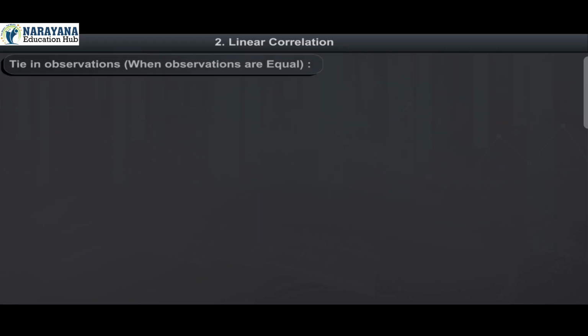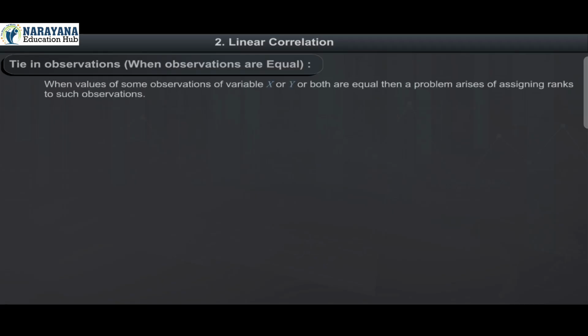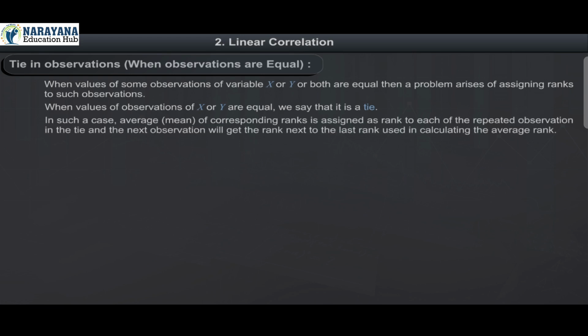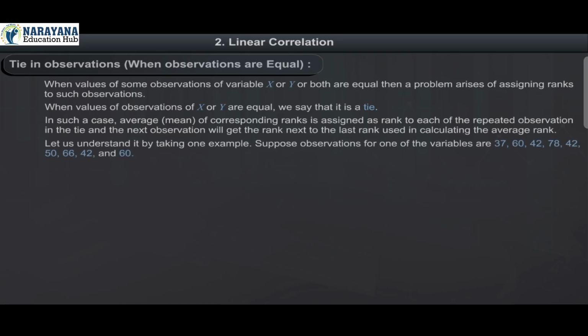Tie in observations, that is, when observations are equal. When values of some observations of variable x or y or both are equal, then a problem arises of assigning ranks to such observations. When values of observations of x or y are equal, we say that it is a tie. In such a case, the average, that is the mean of the corresponding ranks, is assigned as the rank to each of the repeated observations in the tie, and the next observation will get the rank next to the last rank used in calculating the average rank. Let us understand it by taking one example.